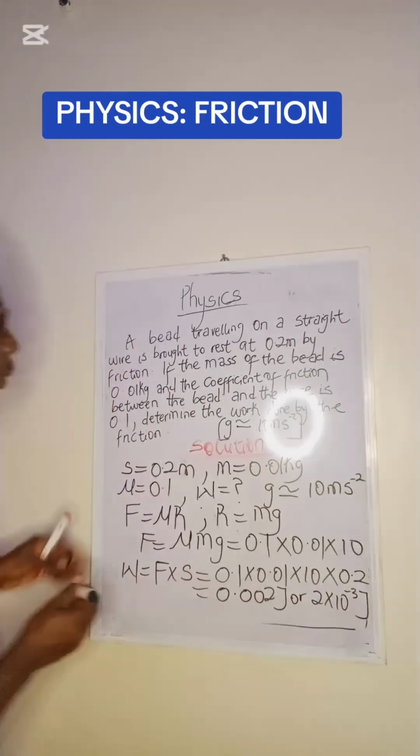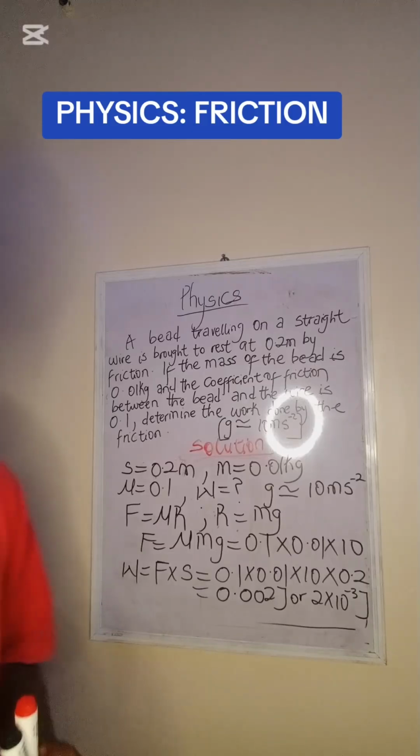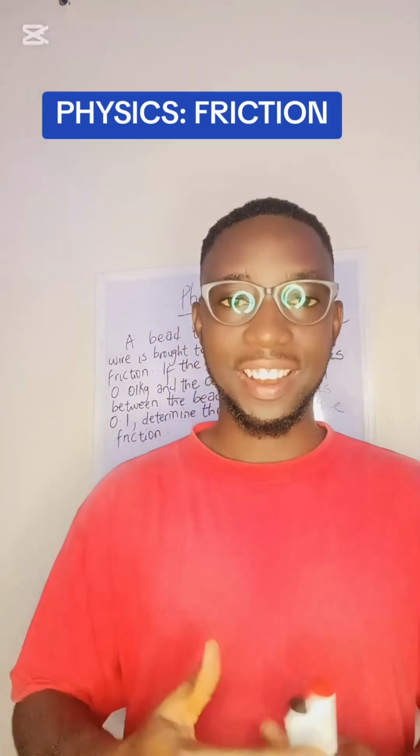So the work done by the friction in the question given on the board is 2 times 10 raised to power minus 3 joules. If you notice, we don't need to do any conversion here because the parameters given to us are in the standard units.